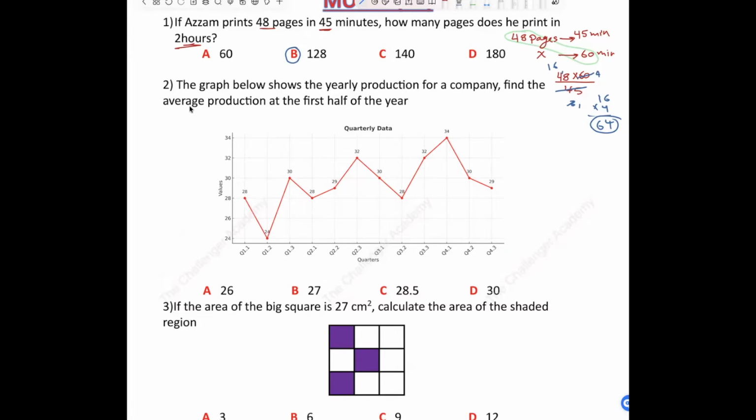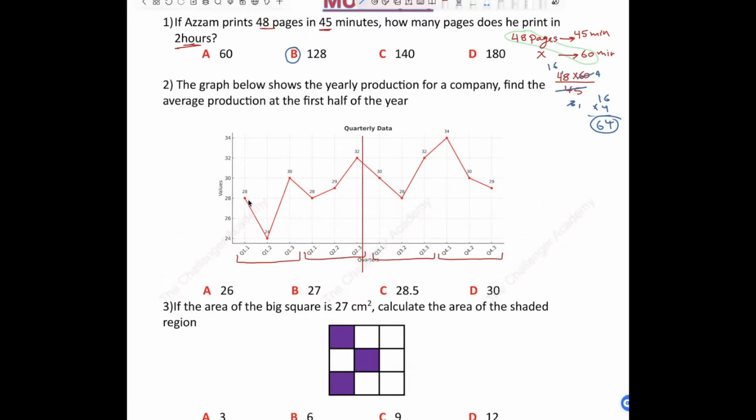Question 2. The graph below shows the yearly production for a company. Find the average production in the first half of the year. Now we have the quarters of the year, but each quarter is divided into 3 parts. This is the third one, and that is the fourth one. And these are the values of the production at the half of the year. So I will put a line like this. This is half of the year.